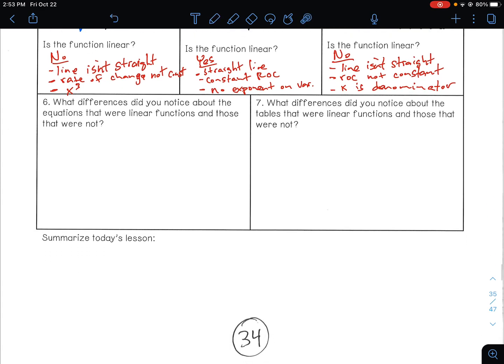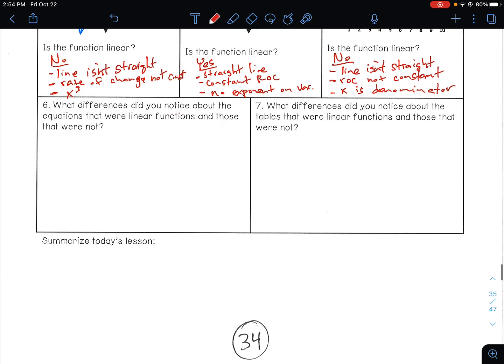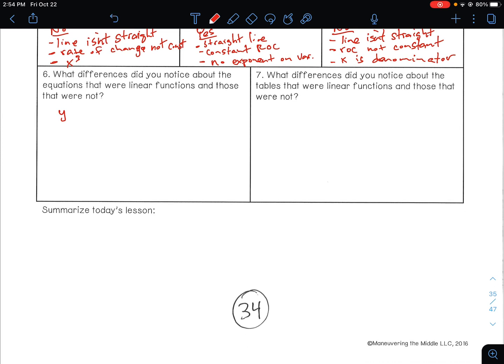What difference did you notice about the equations that were linear functions and those that were not? Y and x for those non-linear equations are raised to an exponent. Linear equations do not have exponents or denominators.